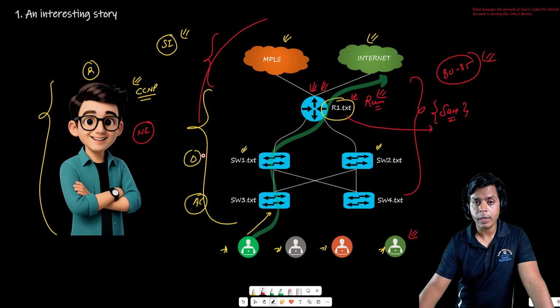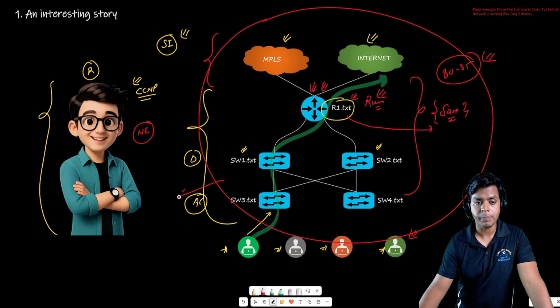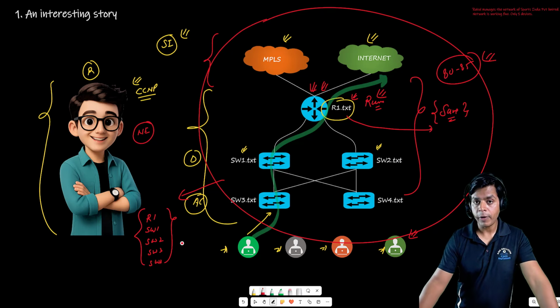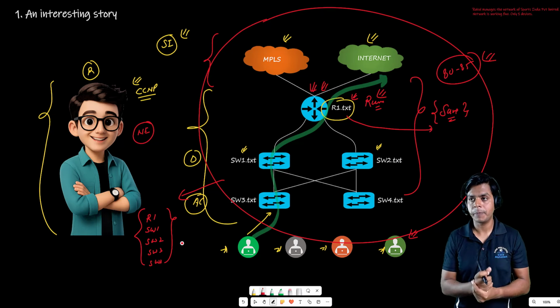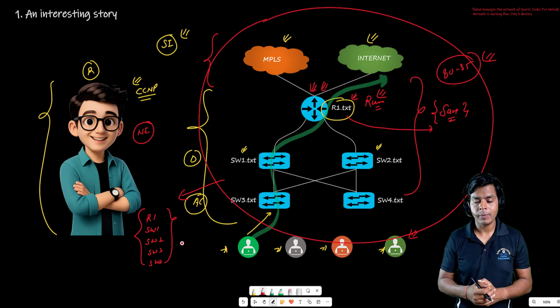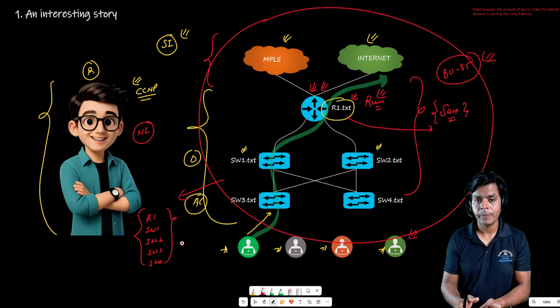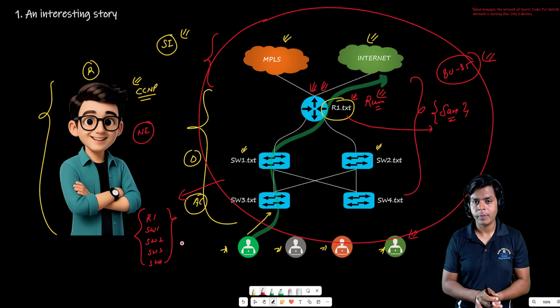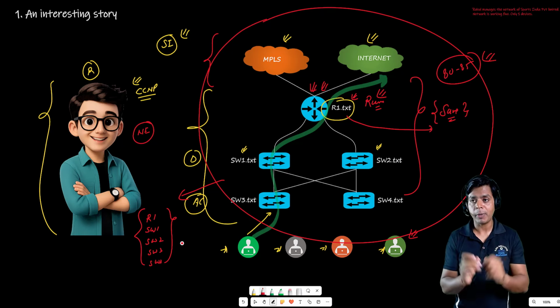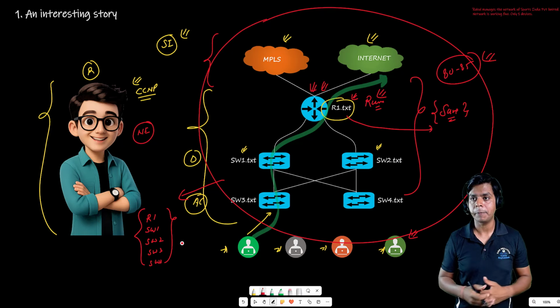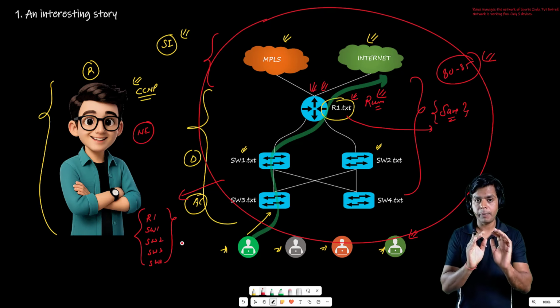I can safely say that whatever this network is doing right now can be represented with these 5 files: R1, switch 1, switch 2, switch 3, and switch 4. If I want to take a photograph or snapshot of this network, I will take these 5 files, because they represent the current state of this network. It is the snapshot of this network. Just keep this word snapshot in the back of your mind, because we are going to use it again and again. This should be clear to everybody.